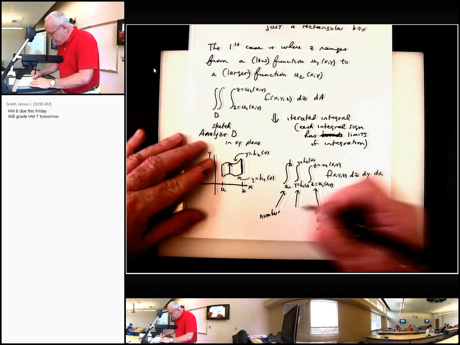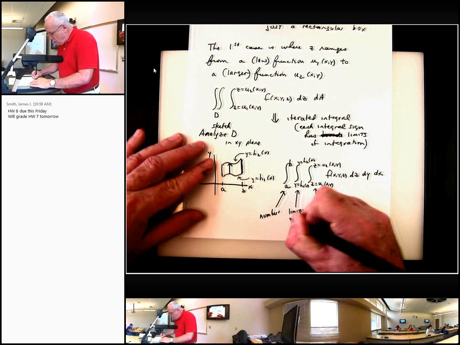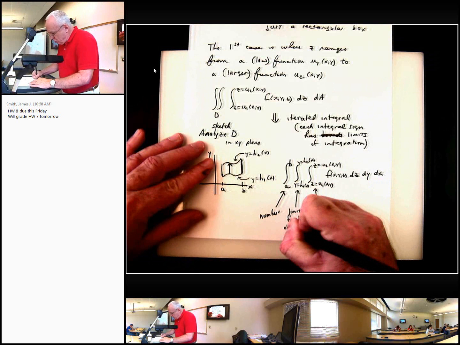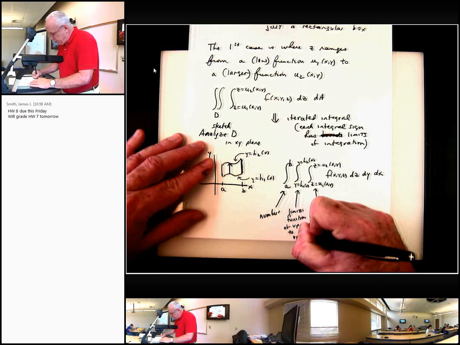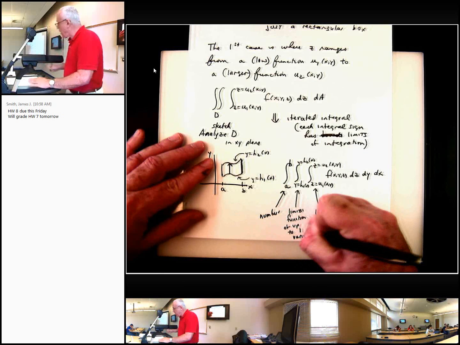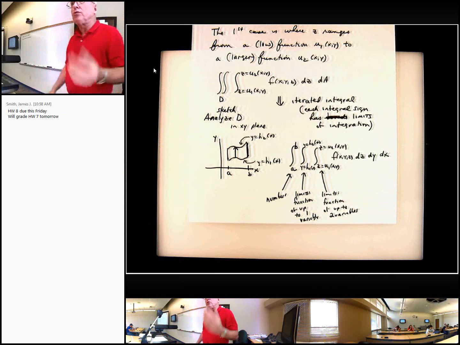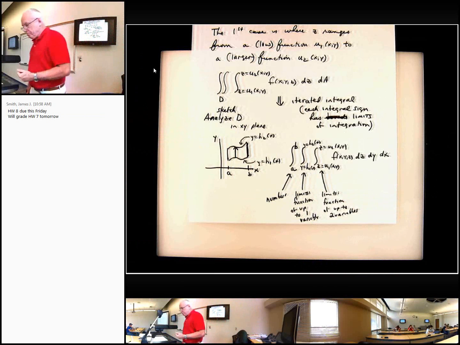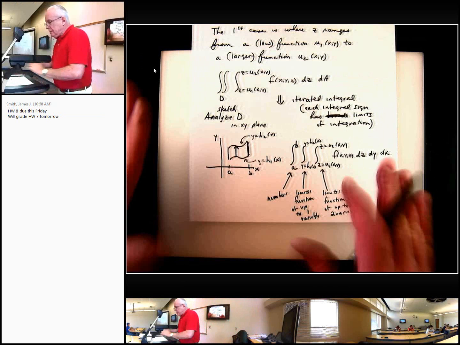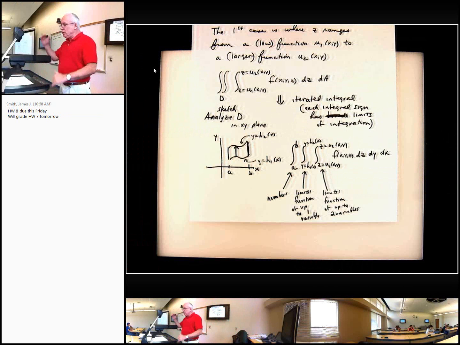So here the limits are a function of up to one variable. And then, of course, the outer limit has no variables in it. It's strictly a constant, right? Okay, this is one scenario where z goes from a lower to a higher.